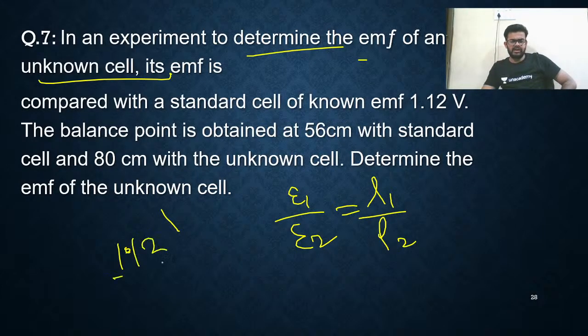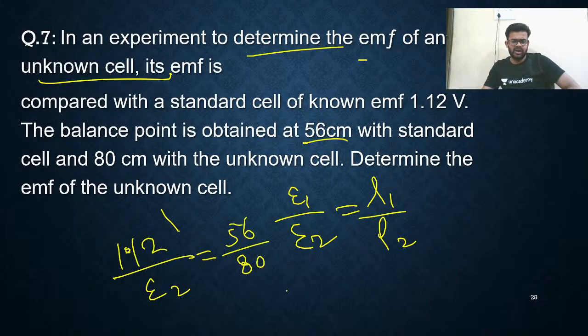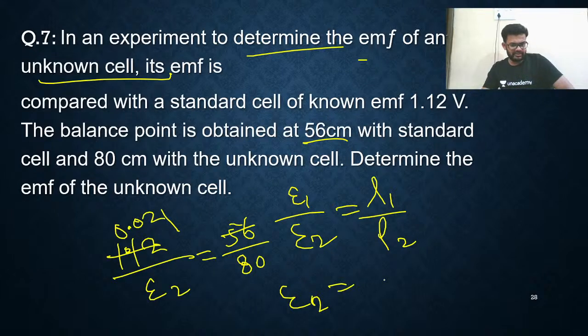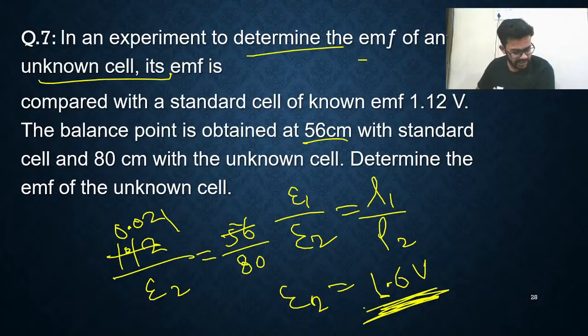Okay, you have written here. Now unknown cell, let's say that is E2. I don't know about that. You are getting balancing length obtained 56 and 80 centimeters. From here 56, here 80. What you are getting E2? You solve this, 56 into 2 times. Right? So you are getting here how much? We are getting here 0.02 volt. Okay. Finally, what you will get? So 1.6 volt is the answer. So this is the EMF of unknown cell. That's all. Okay, my dear friends. So that's all. You can do it.